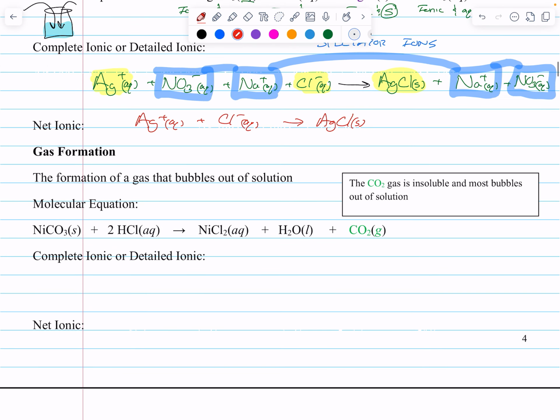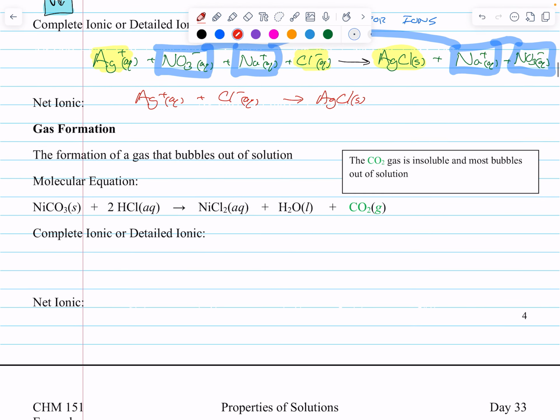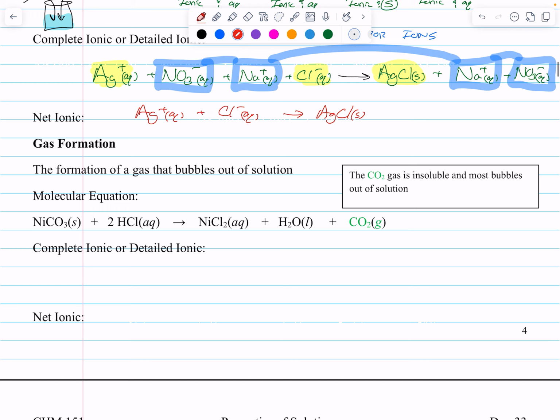The next type of reaction is gas formation, right? And that is where you make a gas. That's just it, right? We just make a gas. So the molecular equation here, and it's balanced because I got a 2 there. I got nickel 2 carbonate with hydrochloric acid going to nickel 2 chloride, water, and carbon dioxide gas.